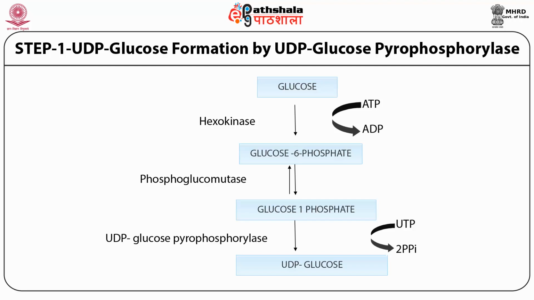Looking at the reaction, glucose is converted to UDP glucose through three reactions catalyzed by hexokinase, phosphoglucomutase, and UDP glucose pyrophosphorylase successively. At the first step, ATP is converted into ADP, and in the last step, UTP is converted into UDP, releasing two pyrophosphate molecules.